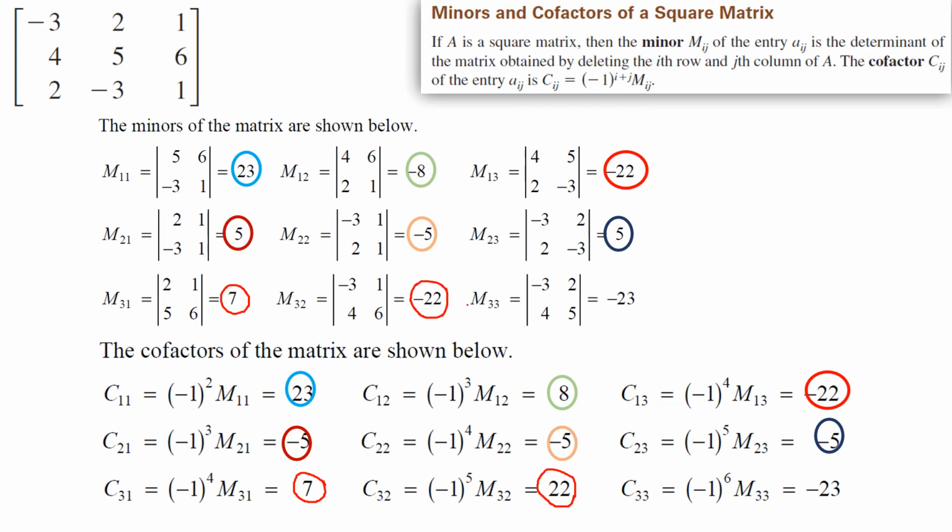And finally, the minor for the third row, third column, we did the calculation and it is -23. We're going to use that to calculate the cofactor for the third row, third column. By definition, it is -1 to the power 3 plus 3, which is 6, times the minor for the third row, third column, which is -23. -23 times 1 is -23. So these are all the steps on how to calculate the minors and cofactors for a 3 by 3 matrix.